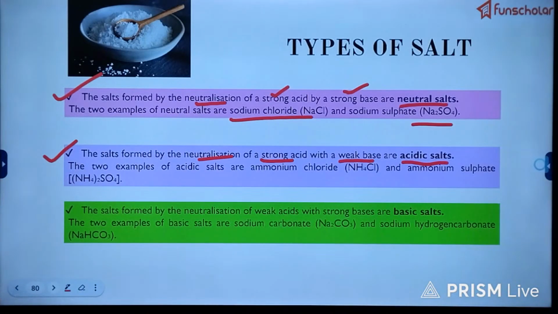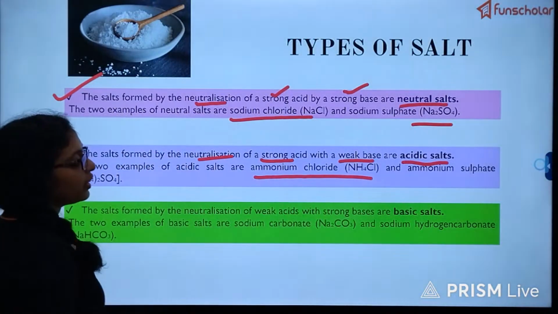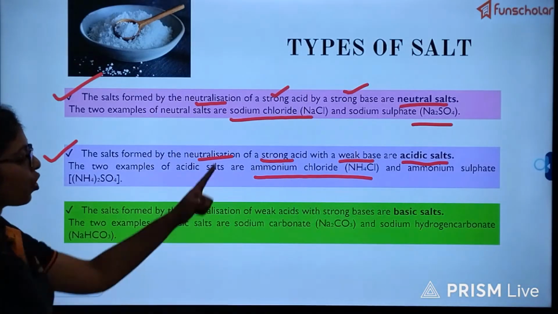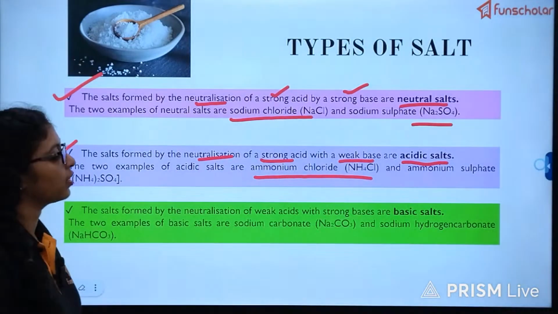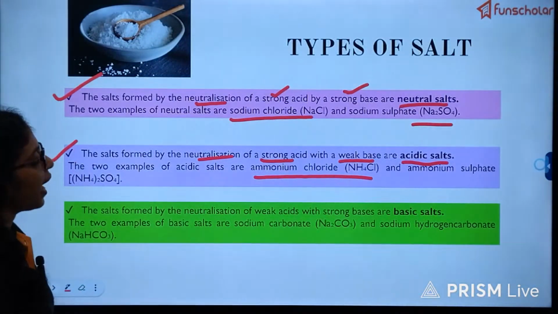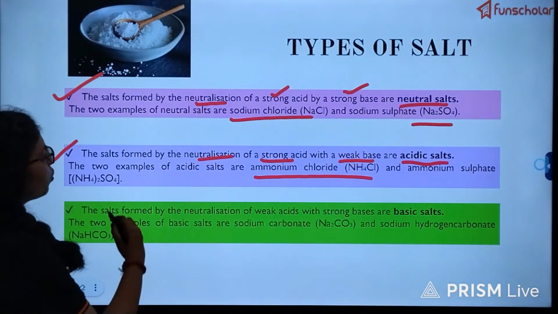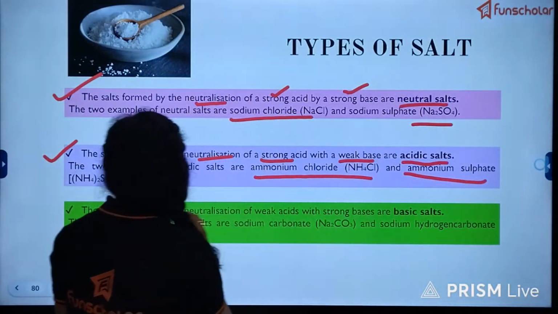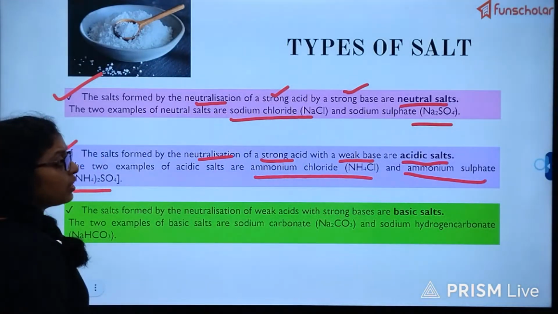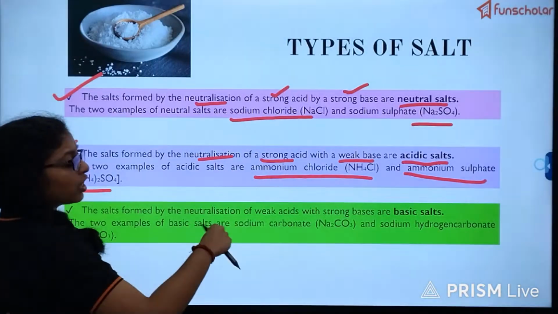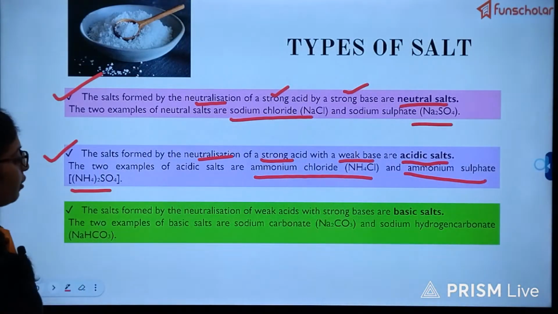The two examples of acidic salts are ammonium chloride and ammonium sulfate. So a strong acid is reacting with a weak base, forming ammonium chloride. Ammonium sulfate is another weak base and strong acid reaction. From that reaction we got another salt, ammonium sulfate, right?